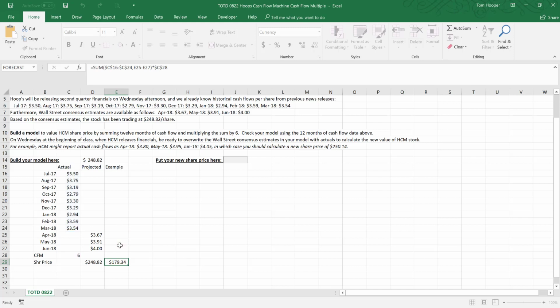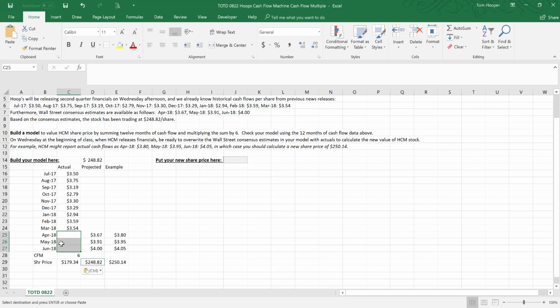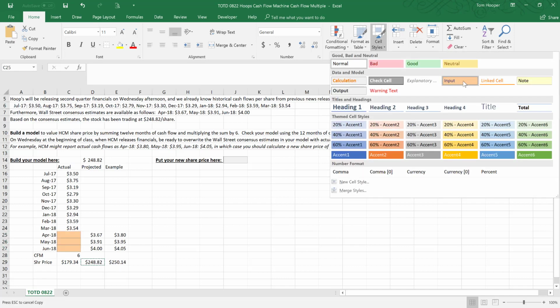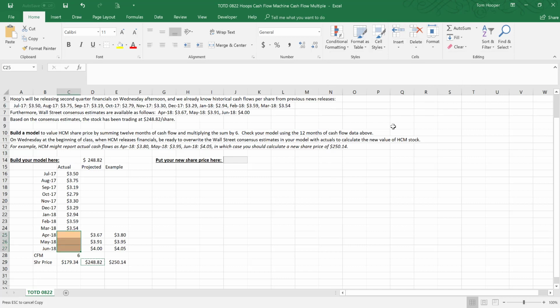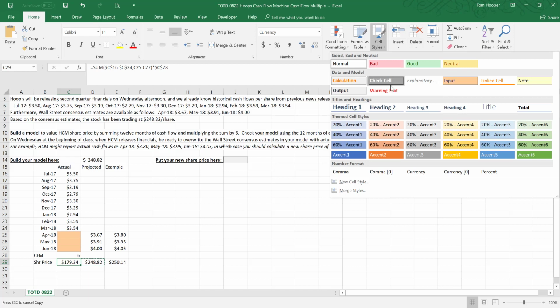So let's give it some. And in fact, both the projected and the example prices match what we're given in the problem. So now when we copy this to the actual, we're going to have a lot of faith in it when we type those three numbers in. And since those are our primary inputs during the earnings release, let's come up to cell styles and format those cells as input. Then let's go to the share price and format that cell as our output.